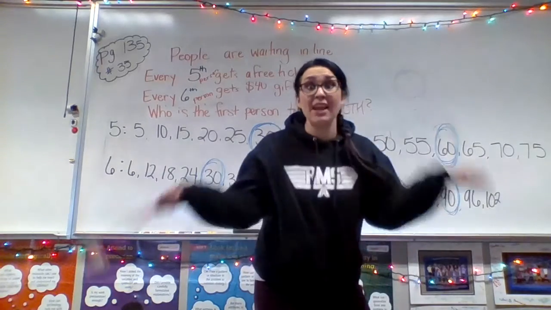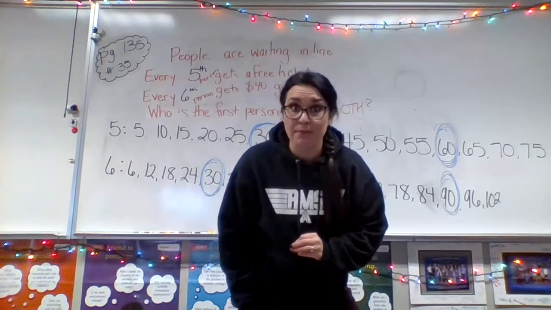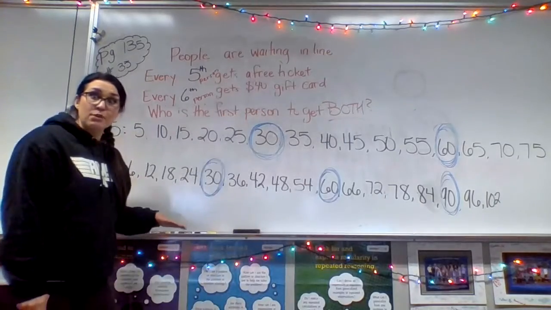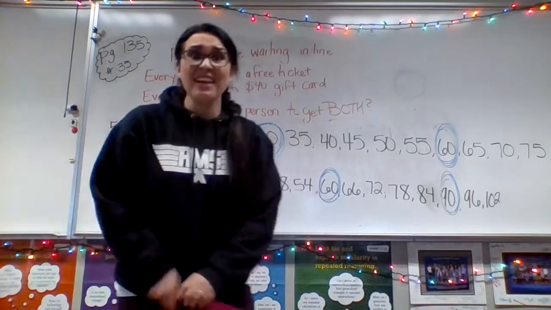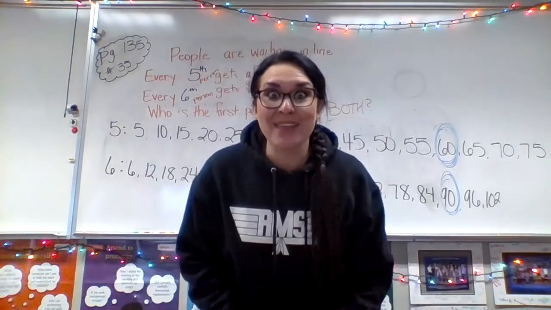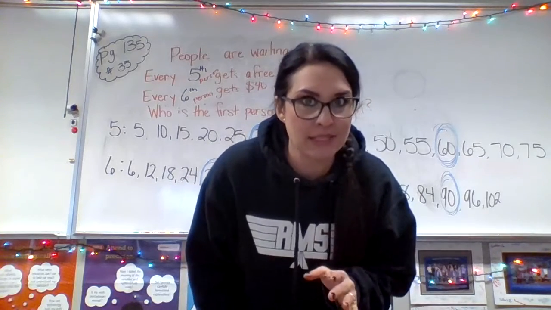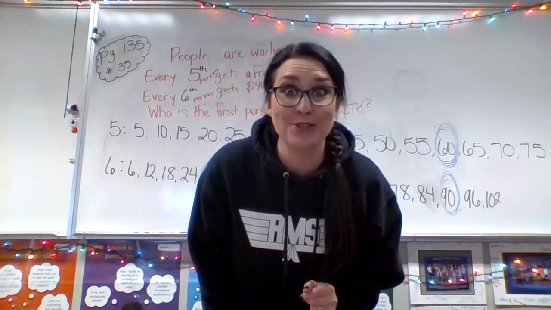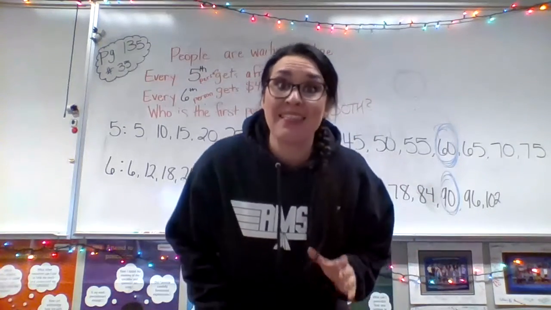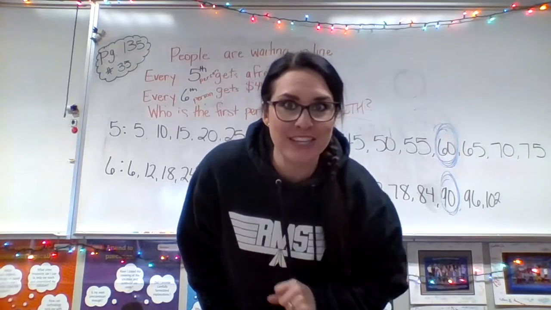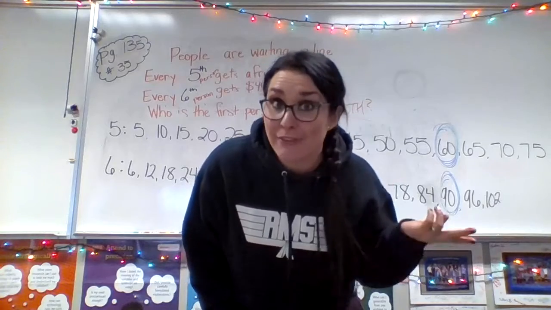But we're not looking for just any old common multiple. We're looking for the least or the tiniest multiple that they have in common. And that, my friends, would be the first number that's circled. What on earth could it be? 30, you're right. That means that the least common multiple between 5 and 6 is 30. It just happens to be also the product when you multiply those two numbers together. But in the context of this problem, that means that lucky number 30 person in line, not only are they getting a free ticket, but they're also going to get that gift card.